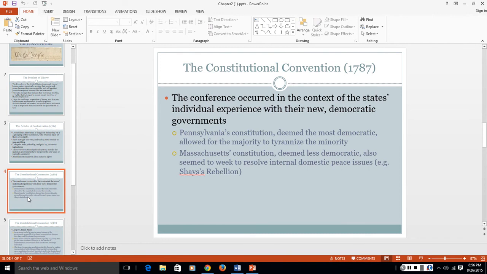They had realized that what they were trying wasn't working. You can see the slide here, Mr. Shays' Rebellion, which was really kind of the breaking point.